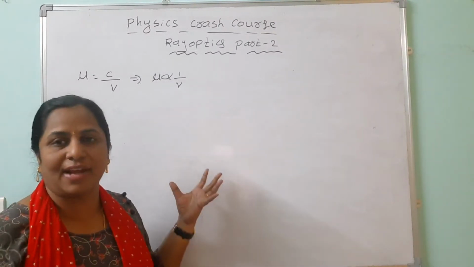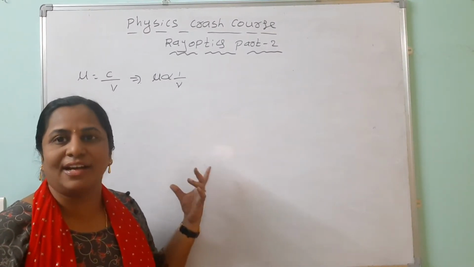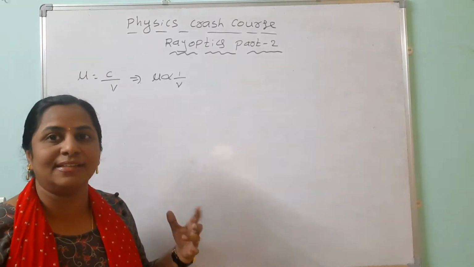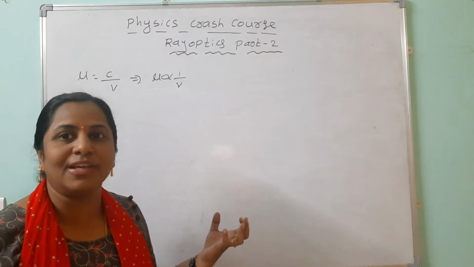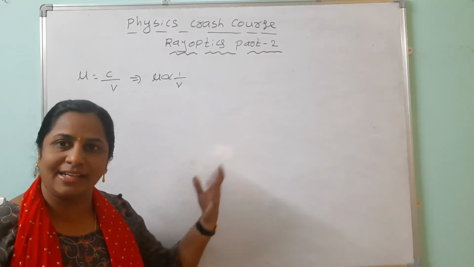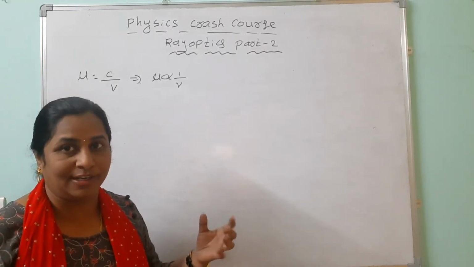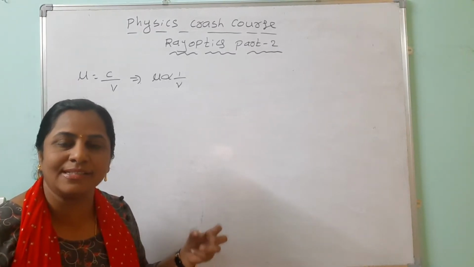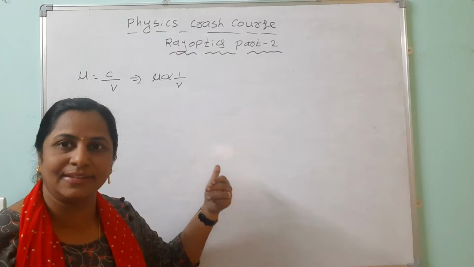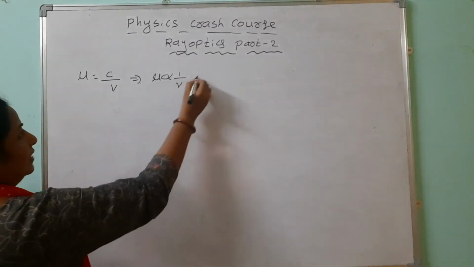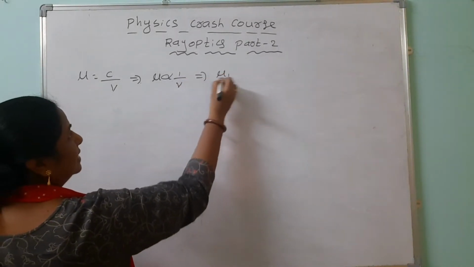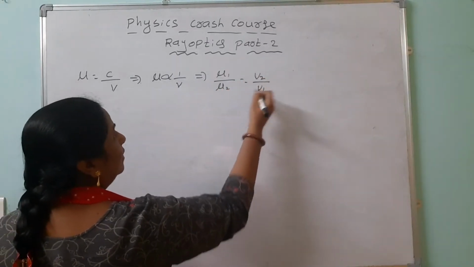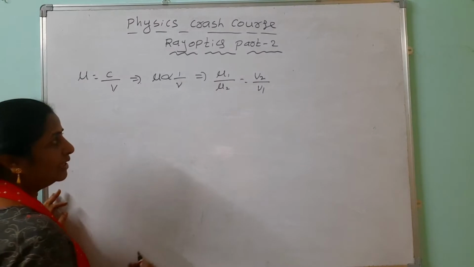Just now I said the refractive index of air is 1. Refractive index of water is how much? 4/3 or 1.33. It is more than 1. So where can we observe more velocity of light? In vacuum only, not in water. Whenever it is traveling through water, what happens? Its speed decreases a little bit compared with air. So both are inversely proportional, meaning we should write mu1 by mu2 equals v2 by v1. Both are inversely proportional to each other.